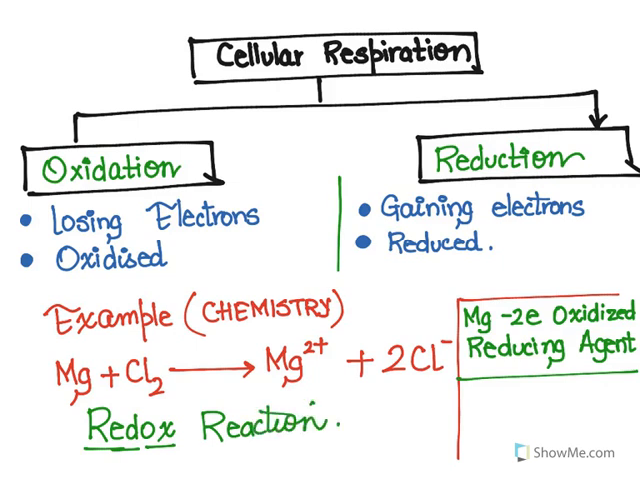Now let us see why we call it a redox reaction, or why both of them are happening. As you can see over here, magnesium is losing 2 electrons and it is oxidized. So it is also called the reducing agent. Next, we have chlorine. What is happening with chlorine? Let us see. It is gaining 2 electrons and it is reduced. And the one that is reduced is the oxidizing agent.